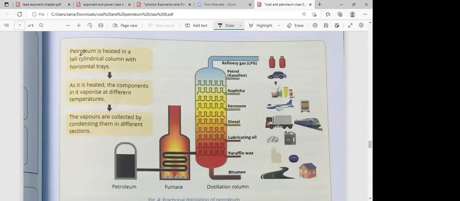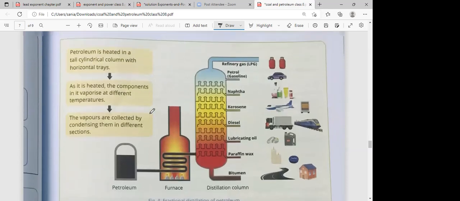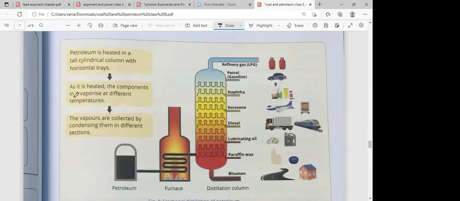See, this is a process. Petroleum is heated in a tall cylindrical column with horizontal trays. So it is being heated. Then as it is heated, the components in it vaporize at different temperatures. As you know, for example, you are boiling water. If you heat it, what happens?